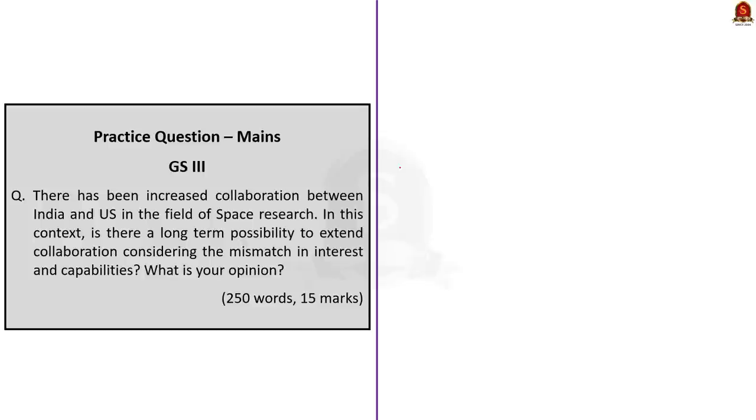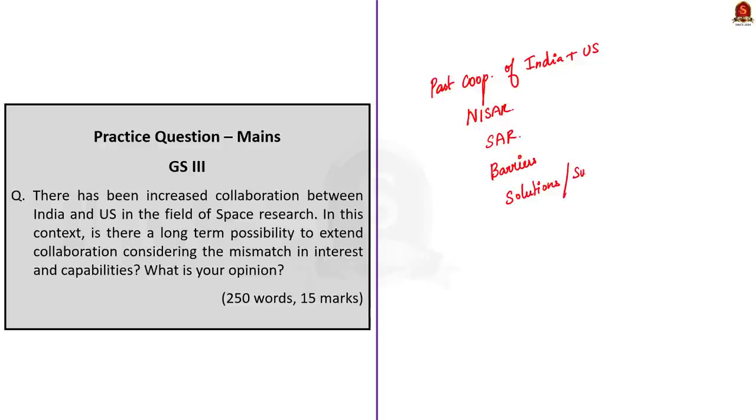In this discussion, we saw about the cooperation of India and US in the space sector in the past. And after that, we saw about the NISAR mission, which is NASA ISRO Synthetic Aperture Radar Mission. We understood what is Synthetic Aperture Radar. And after that, we saw what are all the barriers or the structural limitations that limit the collaboration between India and US in the space research. And finally, we ended our discussion by seeing the author's solutions to overcome these barriers. Now, with these points, let us move on to the next article discussion.